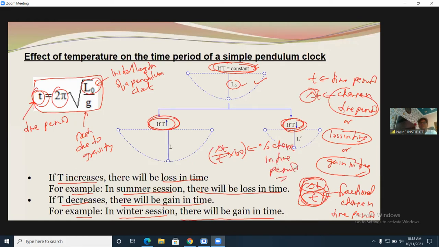So these are the things we have to discuss in our class. T is the time period. Delta T is the change in time period, or loss in time, or gain in time. Delta T upon T is the fractional change in time period, and this is the percentage change in time period. These all things we have to discuss one by one. First, I will discuss how to find out the percentage change. Percentage change is not a part of heat and thermodynamics only. It is a part of physics.